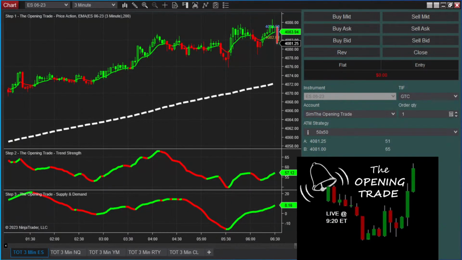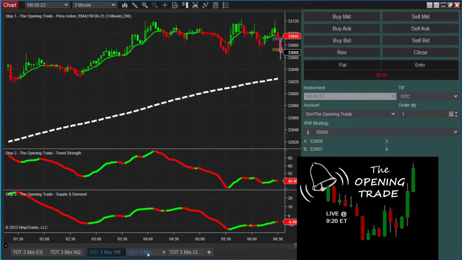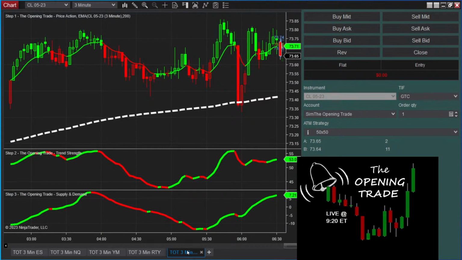So we have less than 5 minutes before we could see the first automated trade take off, and that will be on this chart here, the Dow Jones Futures. This is the Russell. Here is crude oil.